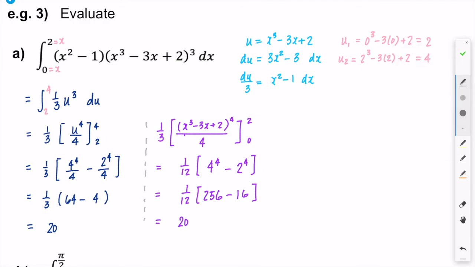But in terms of format, when your function is written in terms of u, your boundary should show these values, 2 and 4, reflecting the values of u. Okay?